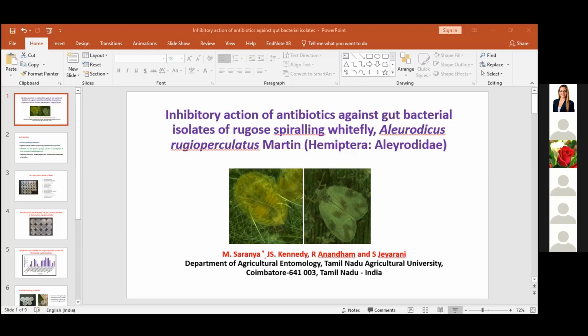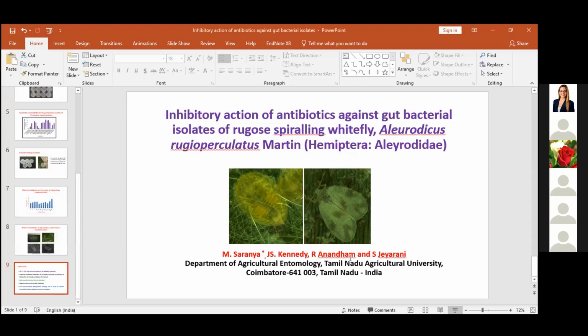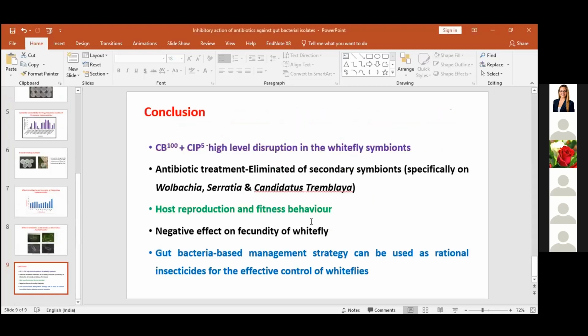So this may be an effective management to control the oviposition of the Rugose spiraling whitefly, since it has high fecundity and high dispersal ability in nature to maximize its generations. So gut bacteria based management is the best way for sustainable management of whiteflies.